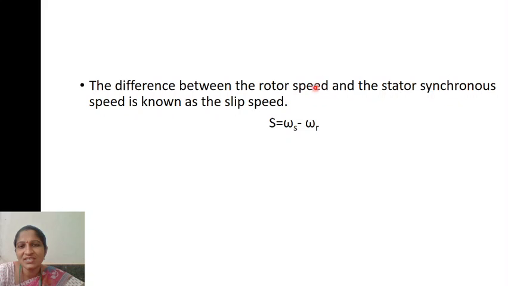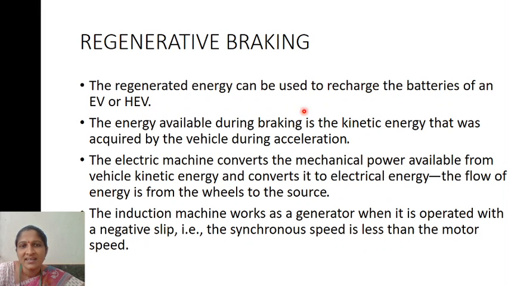And the difference between the rotor speed and the stator synchronous speed is called slip speed, that is S is equal to omega s minus omega r. Next concept is nothing but the regenerative braking. So this is the main advantage for the electric vehicles. What is this regenerative braking? So the regenerated energy can be used to recharge the batteries of an electric vehicle or hybrid electric vehicle.